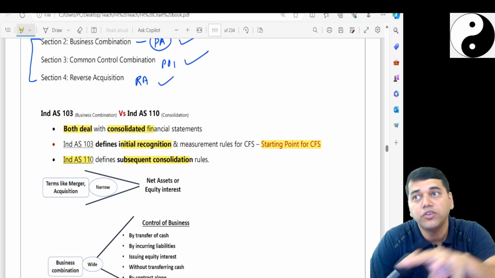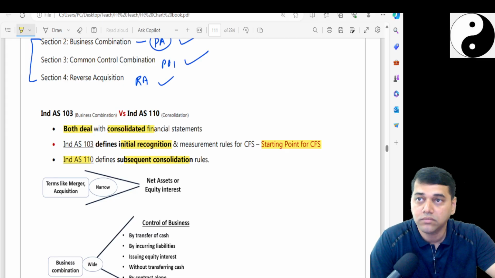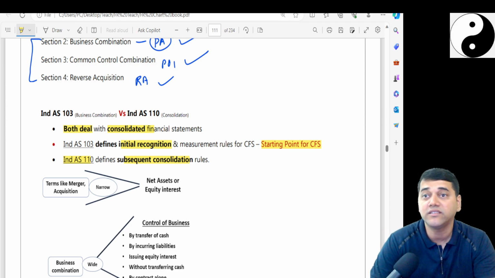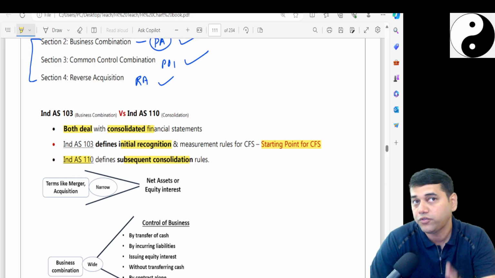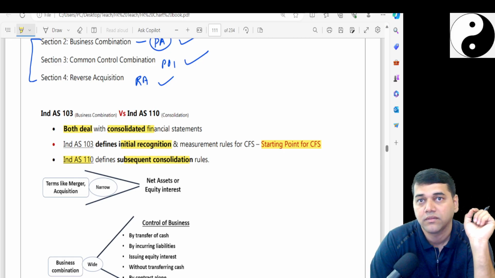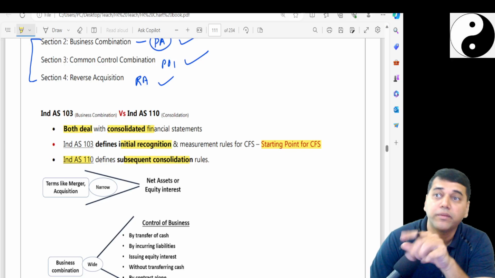And goodwill comes into the picture only in the consolidated financial statements, not on a standalone basis, because Ind AS 38 doesn't permit you to recognize internally generated goodwill. That means if you see goodwill in anybody's balance sheet, it must be a consolidated balance sheet, and not from an associate. It will come only from the acquisition of a subsidiary.